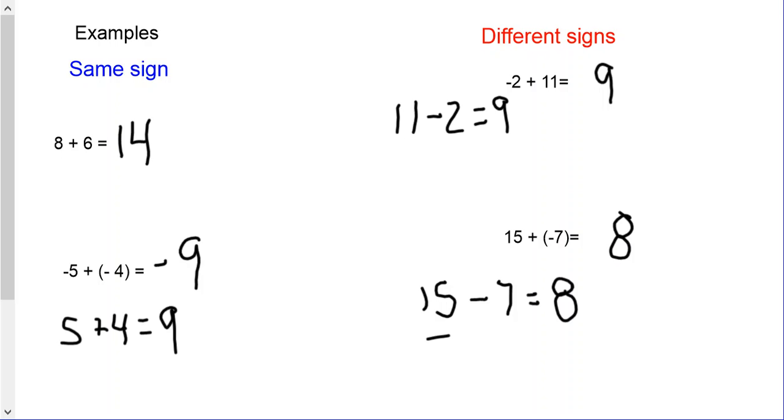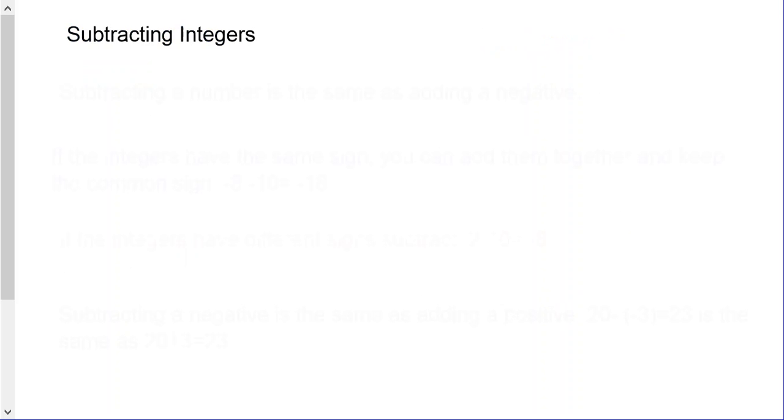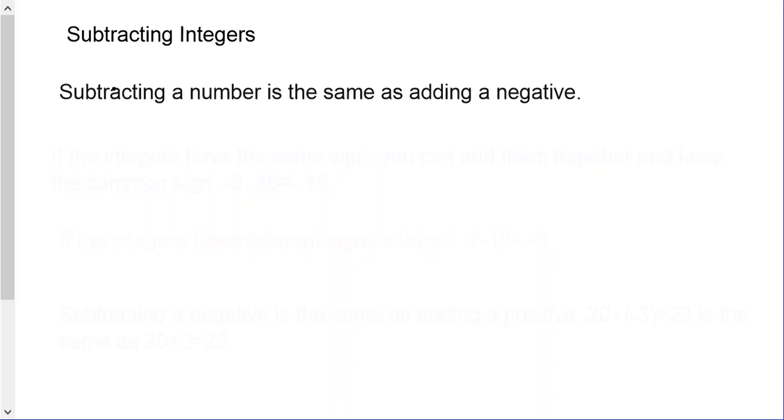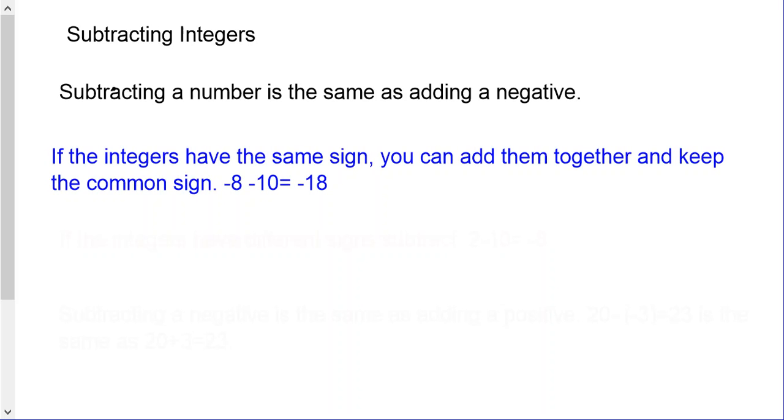Alright, let's look at subtracting integers. Subtracting a number is the same as adding a negative. If the integers have the same sign, you can just add them together and keep the common sign. So here we got negative 8 minus 10. So the common sign is negative. So you can add them together. 8 plus 10 is 18. The common sign is negative. So your answer is a negative 18.